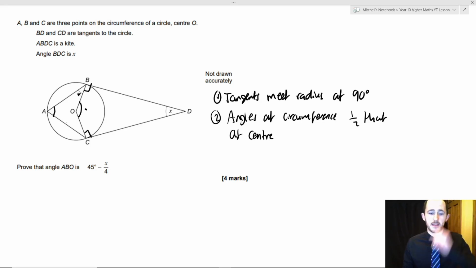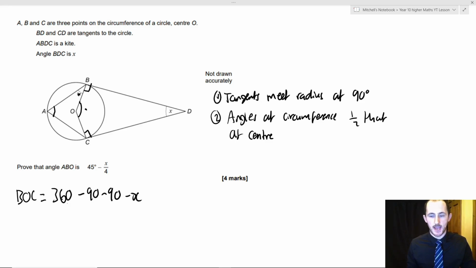Again, please stop me if any of this doesn't make sense, okay? So if I work out what this inside angle is, well, this is a four-sided shape, right? So the angles should add up to 360. So in other words, that angle at O, so I'm going to call it angle BOC, should equal 360 minus 90 minus 90 minus x. So in other words, it equals 180 minus x.